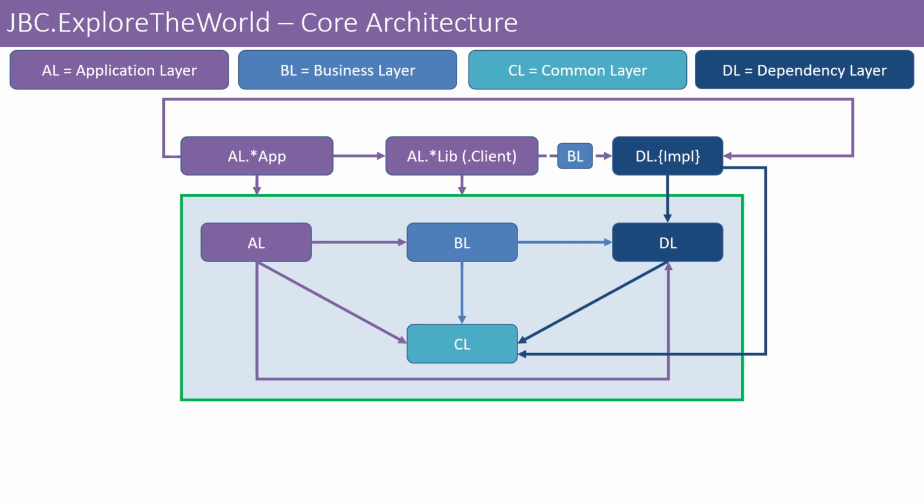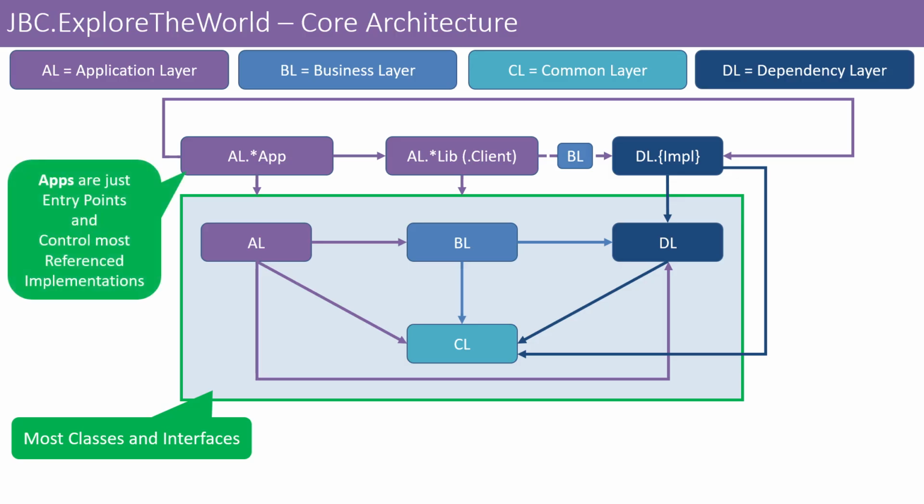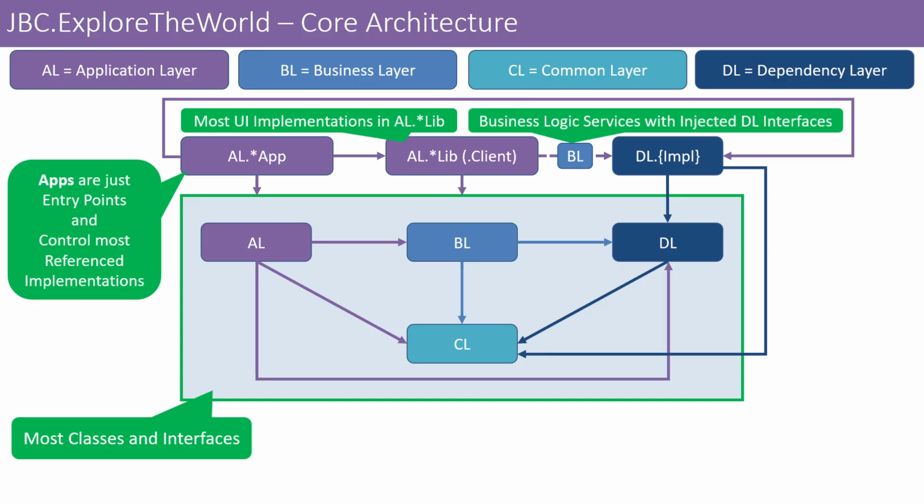So to summarize this diagram, most of your classes and interfaces are inside of these four libraries. The apps themselves are just entry points, and they control the references to your different implementations. A lot of the screens and all that are really inside the libs. So yes, most UI implementations are in the Blazor lib or .client projects. And the business logic, a lot of the deciding what to do, a lot of your if-then logic, is inside of your business layer, but the data is injected as interfaces.